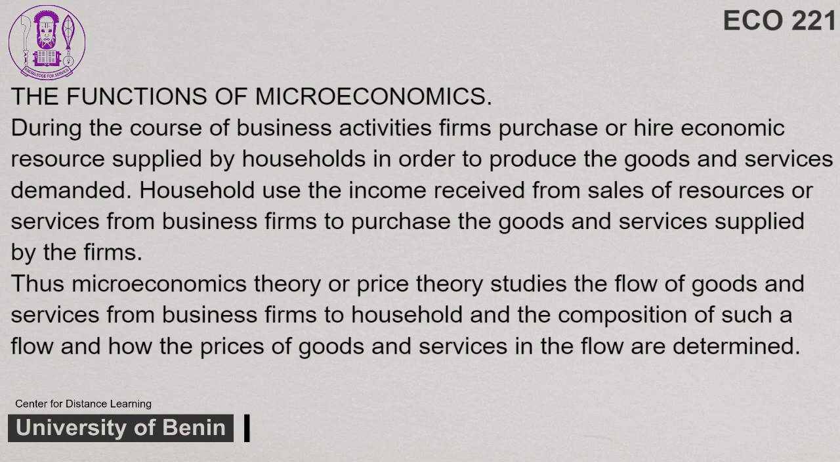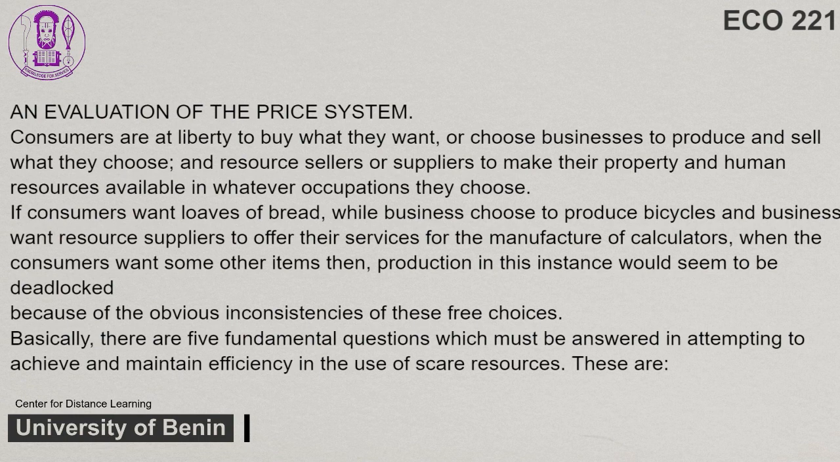An evaluation of the price system. Consumers are at liberty to buy what they want, businesses choose to produce and sell what they choose, and resource sellers or suppliers make their property and human resources available in whatever occupations they choose. If consumers want loaves of bread, while businesses choose to produce bicycles, and resource suppliers offer their services for the manufacture of calculators, when the consumers want some other items, then production in this instance would seem to be deadlocked because of the obvious inconsistencies of these free choices.